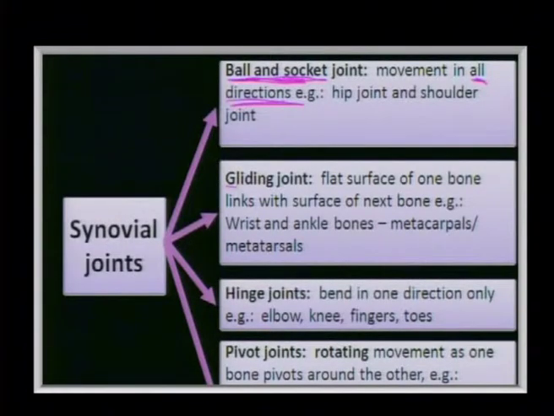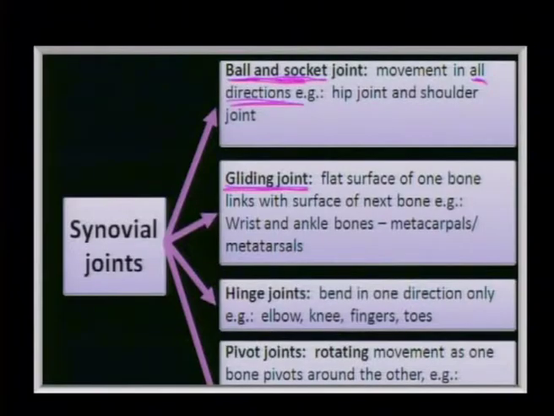Then we have the gliding joint. Now, if you look at the words ball and socket, ball, it fits in. Gliding joint, it glides along. And now think of somebody skiing along. You glide, or skating. It's a flat surface of one bone, links with the surface of the next bone. Now, where do we have gliding? We have it in the wrist and in the ankle. In other words, the metacarpals and the metatarsals.